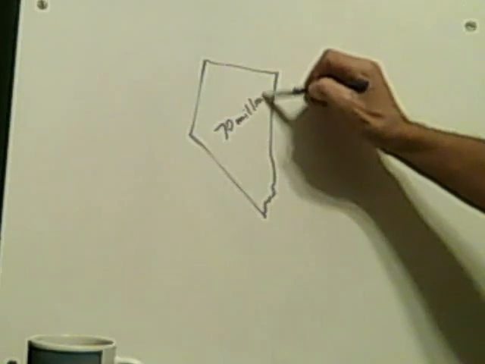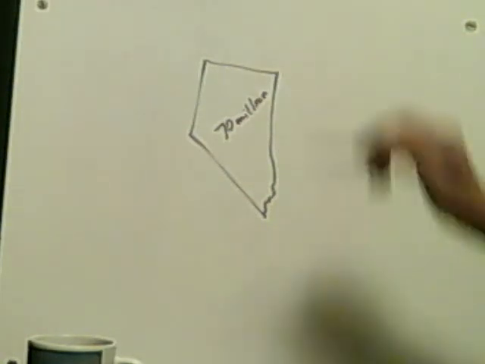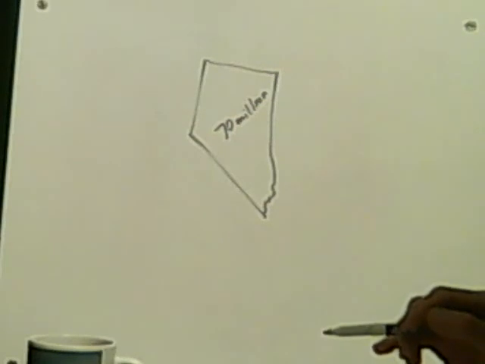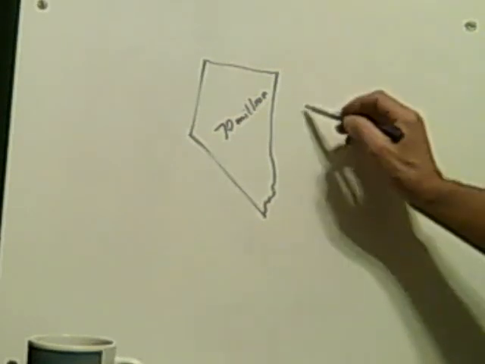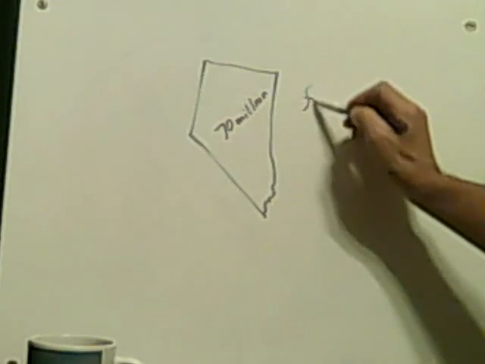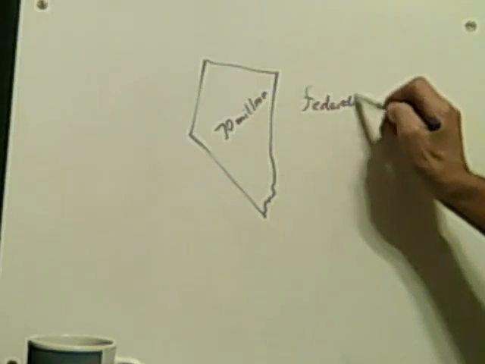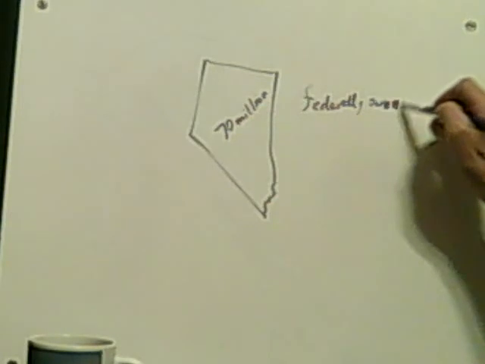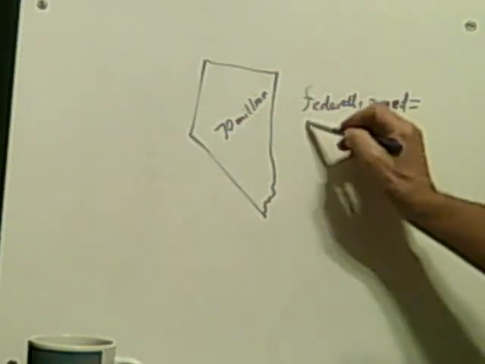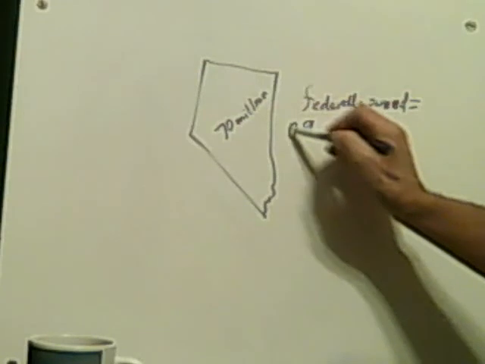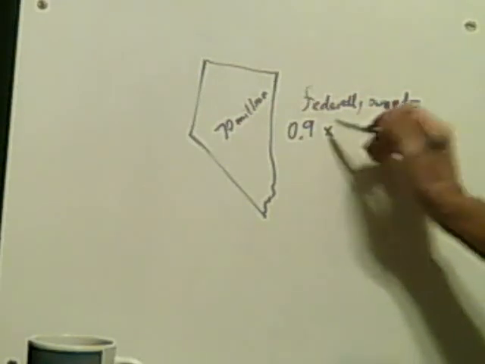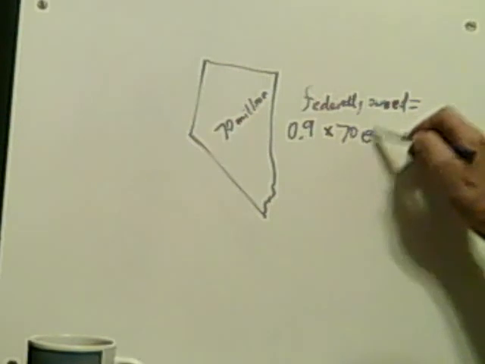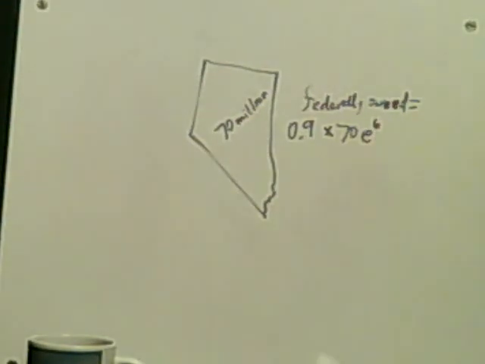Drawing pictures helps a lot because it gets your mind thinking about it. It says 90% is federally owned. Wow, that is rather unbelievable, isn't it? So what that means is federally owned is going to be equal to 0.9 times 70 million. 70 million is also known as 10 to the 6th. That's just an easier way to write it.